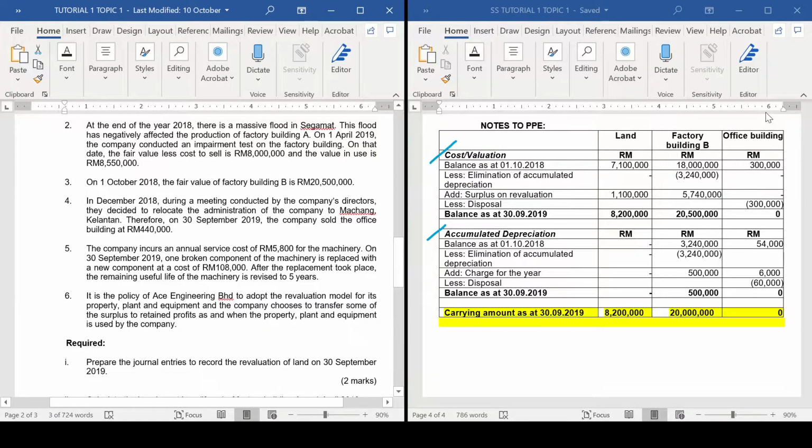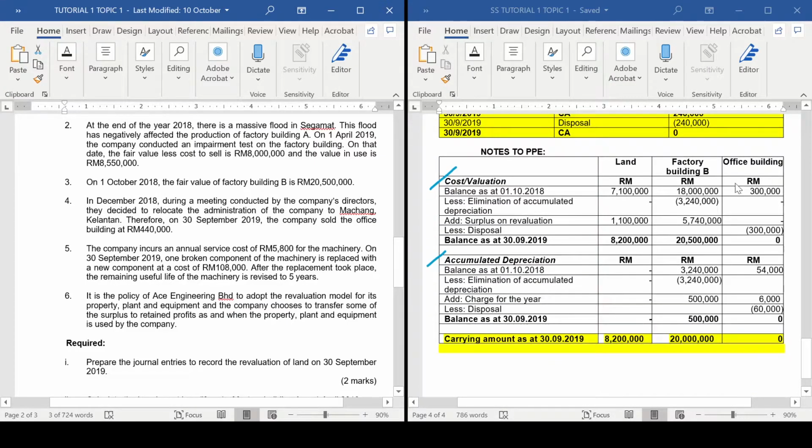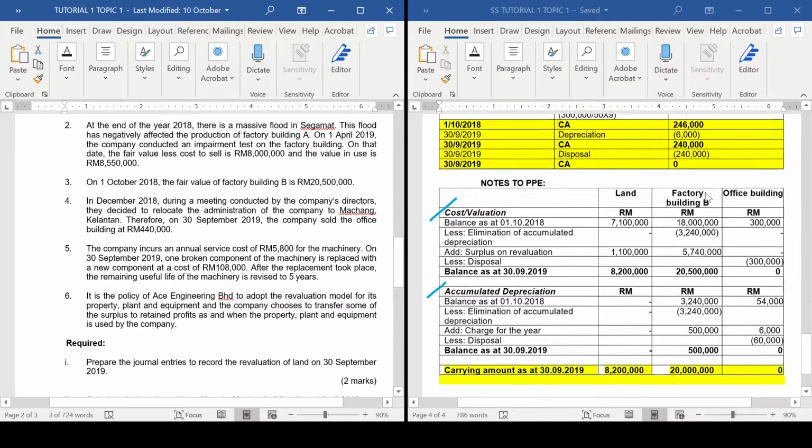What about the office building? For the office building, the cost is maintained at 300,000. There is no revaluation here. Therefore, when you calculate this carrying amount, the cost is 300,000. The accumulated depreciation is 54,000. That becomes your opening balance. So the opening balance for cost is 300,000, and the opening balance for accumulated depreciation is 54,000. And then during that year, you provide another depreciation of 6,000.